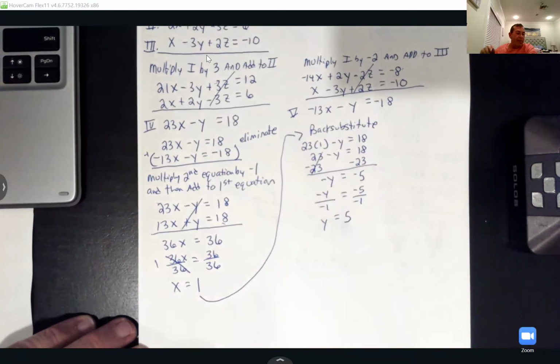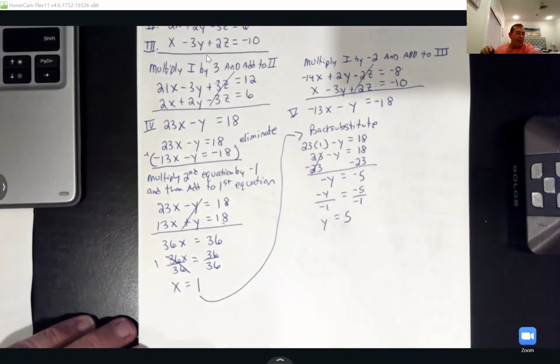So what I'm going to do is go into my original equation, put a 1 there, a 5 there, and solve it for the z, okay? So y'all doing that. We're back substituting for the second time. So that'll be 7 times 1 minus y, which is 5, plus z has to equal 4.